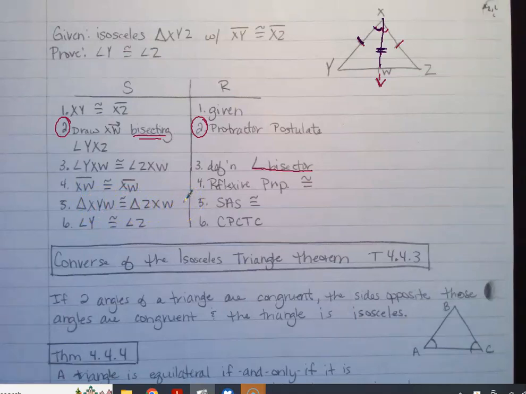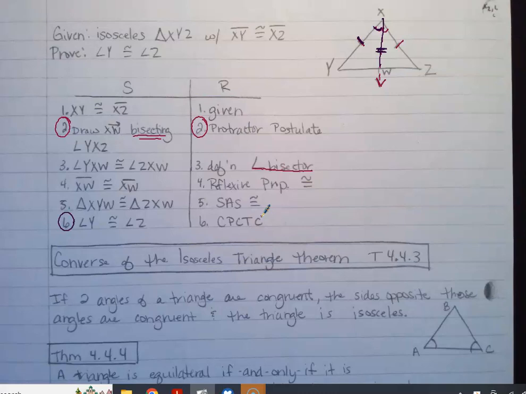And now that we know it's congruent, we can say angle Y has to be congruent to angle Z, because corresponding parts of congruent triangles are congruent. Oh yeah, because we already knew the other. We had information on all the sides once we had the bisector. W would be the midpoint because it's an isosceles triangle.